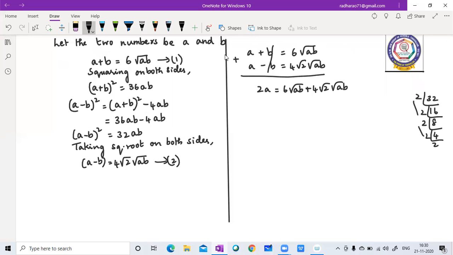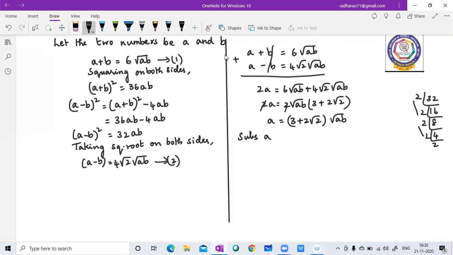In this, 2 and root ab can be taken common outside. So 2 into root ab, if I take, I get 3 plus 2 root 2. So 2a is equal to 2 root ab into 3 plus 2 root 2. So 2 gets cancelled, and a is equal to 3 plus 2 root 2 into root ab. So this is the value of a.